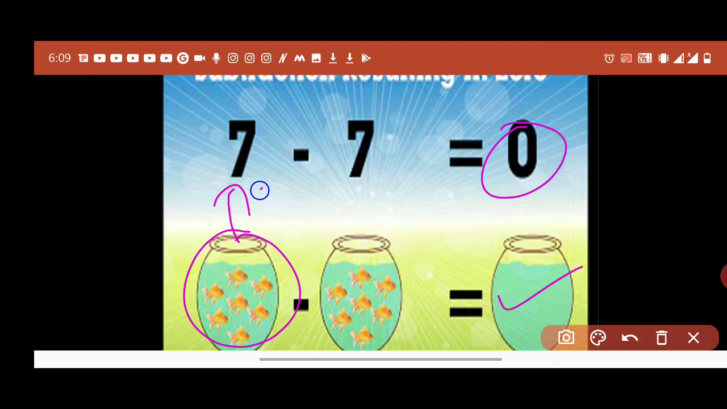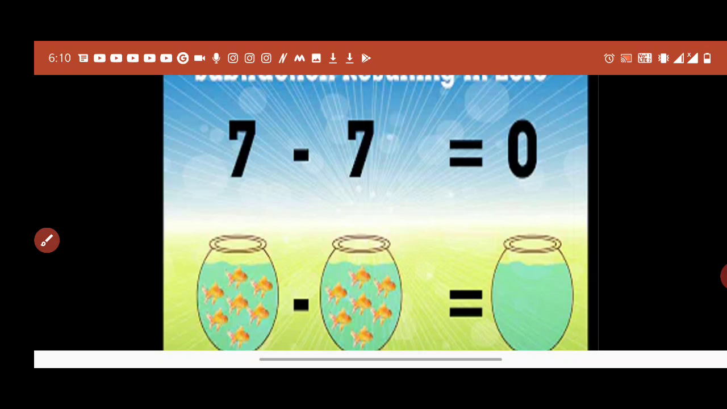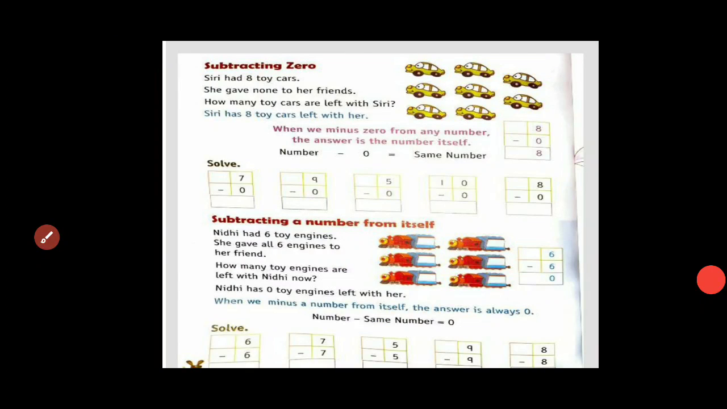Let's take another example. If there are 5 pens on the table and if 5 pens are taken by your brother or your sister, so let's subtract it from the same number. What is the answer? 0. So children, always remember, whenever you subtract a number from the same number, answer is 0. Okay, children? Let's solve questions related to this now.